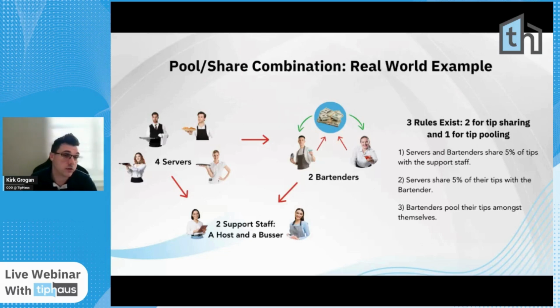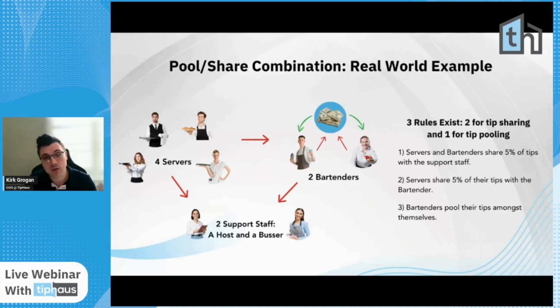Also, we have servers sharing 5% of their tips with the bartender. Same philosophy here: these bartenders are spending time that they could be serving their own guests to pour beers or pour wine or make nice cocktails for the guests that the servers are serving and will ultimately be tipped by, right? So something should be received back to the bartenders for the work they're doing to ensure that their fellow employees are generating the highest amount of tips they can and your guests are as satisfied as possible. And lastly, bartenders are pooling tips amongst themselves.